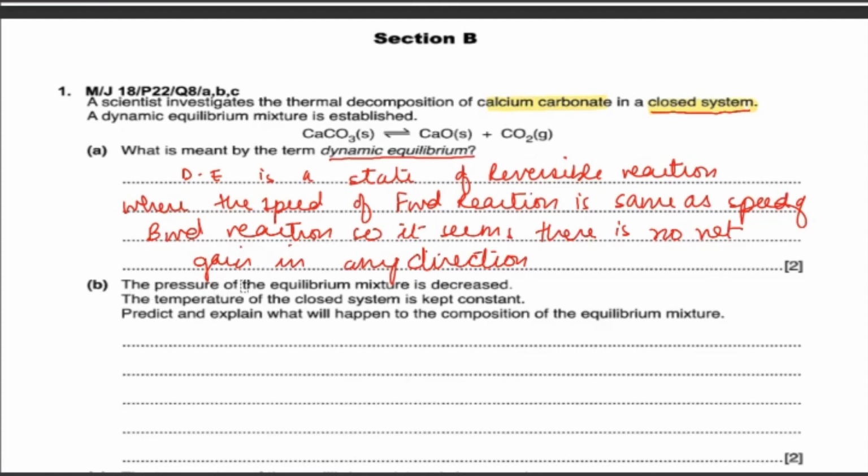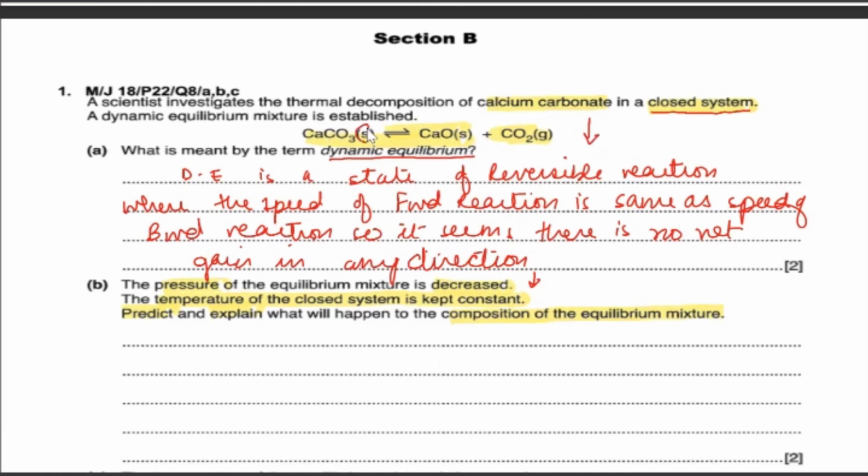Coming to the B part, the pressure of the equilibrium mixture is decreased. Now they're decreasing the pressure, but the temperature of the closed system is kept constant. Predict and explain what will happen to the composition of the equilibrium mixture, what will happen to the reactant and to the product at the dynamic equilibrium. What they're doing is decreasing the pressure. So if you decrease the pressure, you need to check the volume.